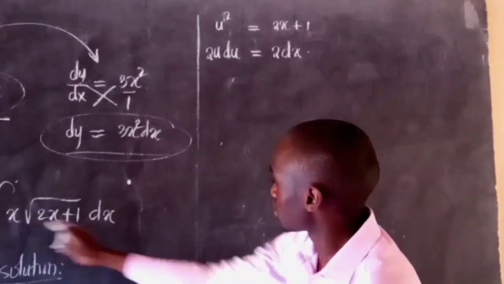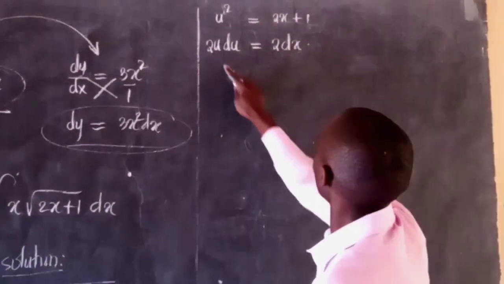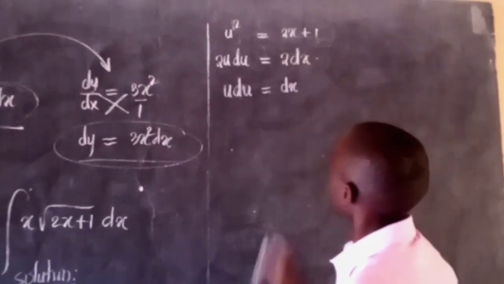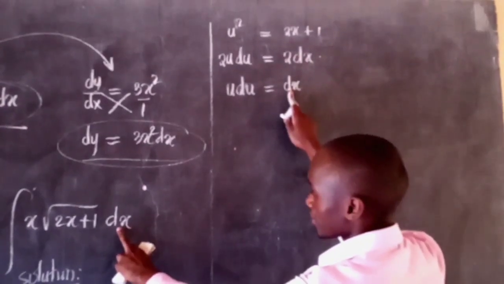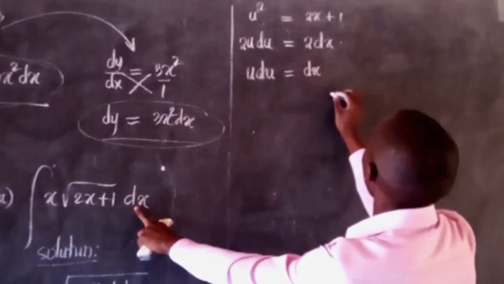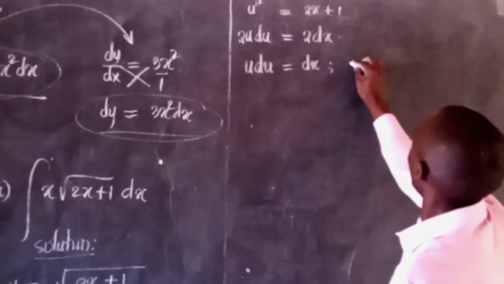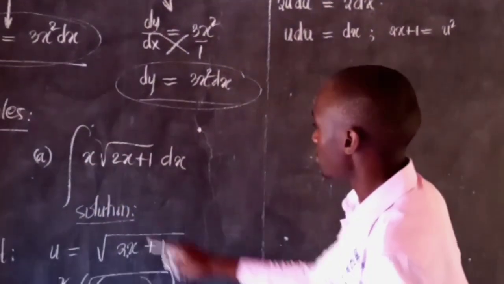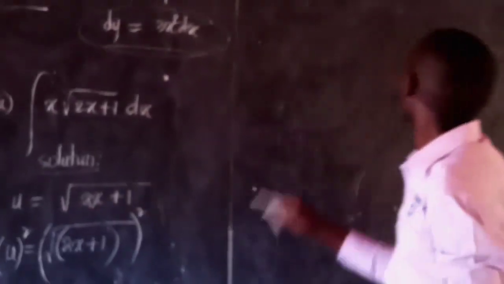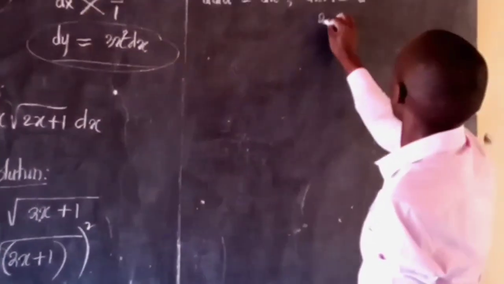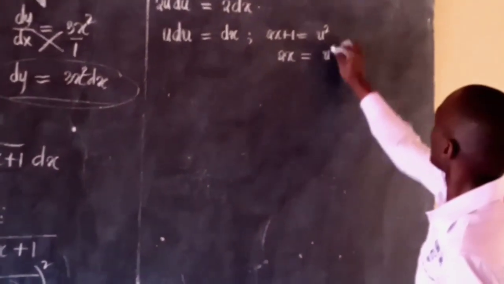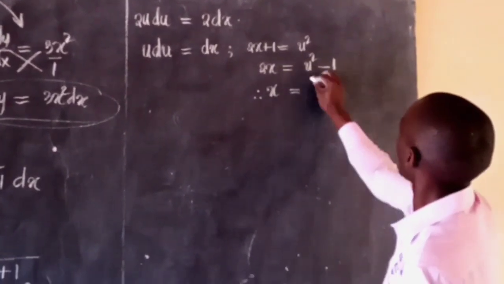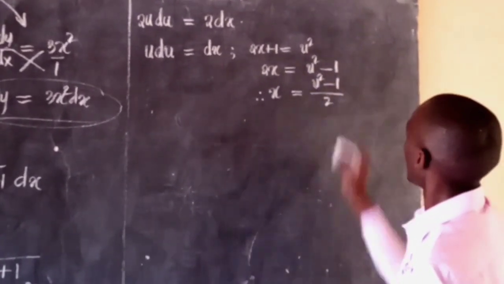According to our integral, there is no 2 anywhere, so feel free to reduce off by 2 both sides. This becomes u du equal to dx. So the dx which we are going to substitute for is here. And our x is in the equation. Remember, 2x plus 1 is equal to u squared. I need x. Remember, this whole term, we call it u. So I need x from here. Make 2x the subject. 2x is the same as u squared minus 1. Dividing both sides by 2, therefore x will be (u squared minus 1) over 2.